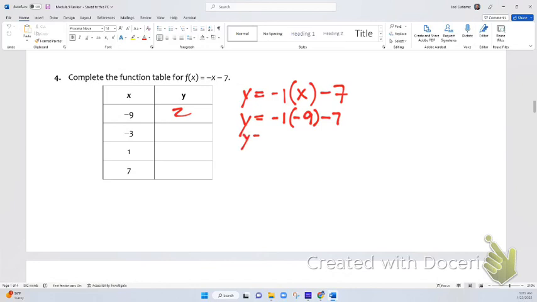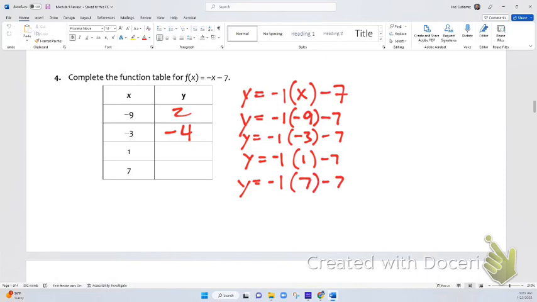The next one, the second value of x, is a negative 3. You'll notice that all I'm doing is plugging the value of x into the equation. Negative 1 times negative 3 is a positive 3. Positive 3 take away 7 is a negative 4. And then I continue doing this for the rest of them. I like to streamline it, put them all in at once, and then go back and fill it in.